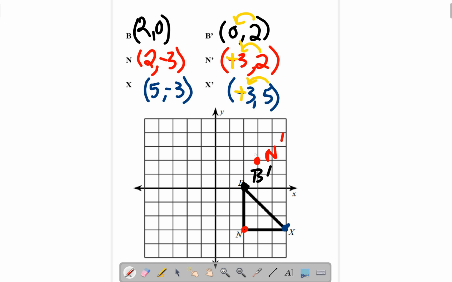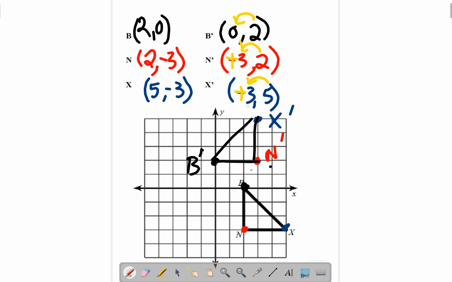I got my 0, 2 in the wrong place. Hang on. Your 0, 2 is right here. There's your B. Excuse me. 0, 2 has changed. There we go. B prime. There's N prime. And then we have positive 3, positive 5, which is up here. That's X prime. Close it up.